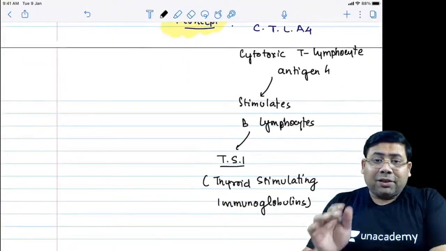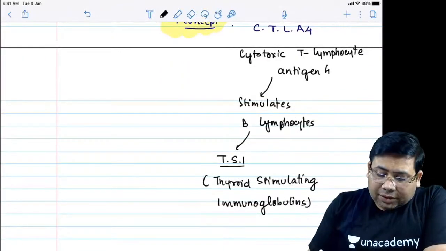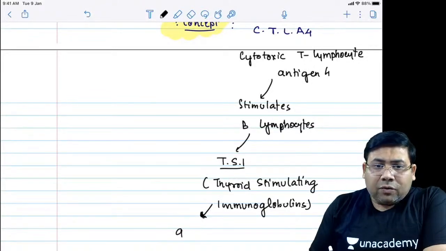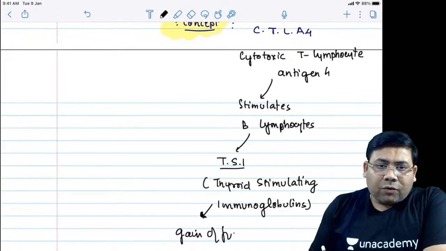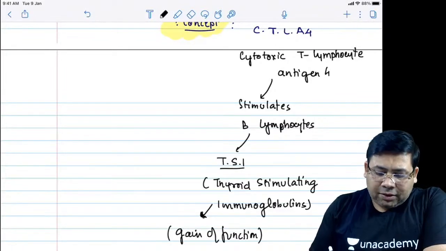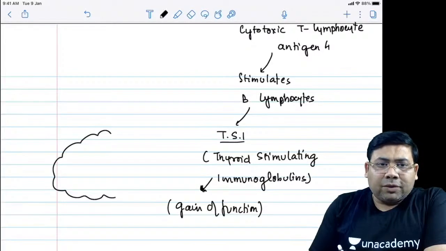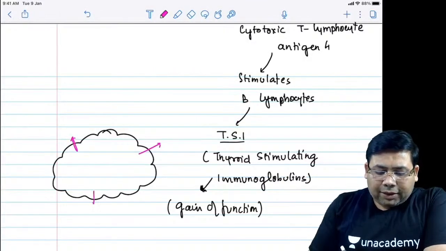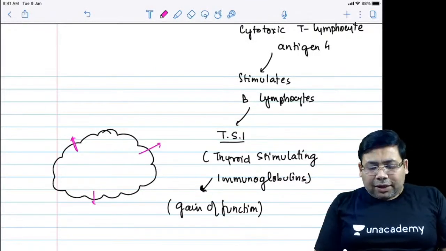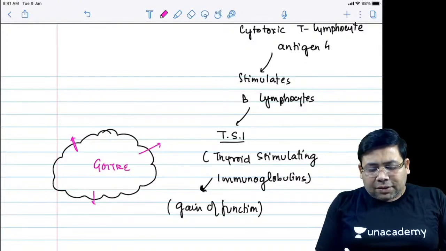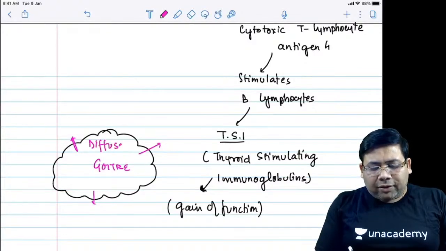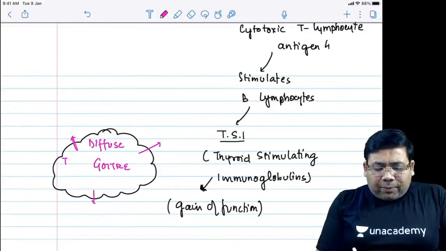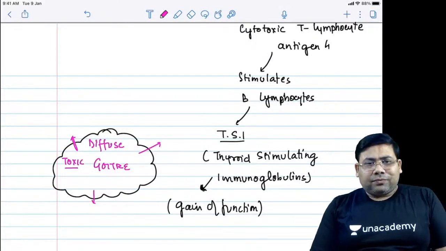And what are these thyroid stimulating immunoglobulins going to do? They are actually gain of function. What do you mean by this? It is diffusely going to stimulate the entire gland, and that is why there is an increase in size, known as goiter. Since the action is panthyroidal, we say diffuse, and it is producing unnecessary features of hyperthyroidism. That is why diffuse toxic goiter.